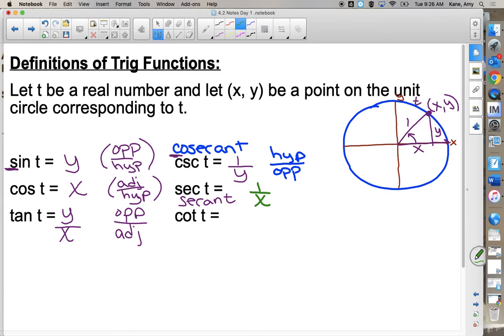The last one is the pair that makes sense, because I have the tangent and, what do you think COT stands for? Cotangent.